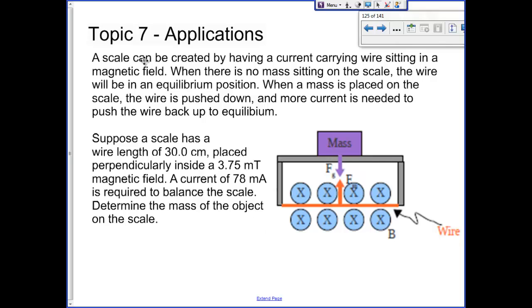Imagine that you have a scale, and the scale is created by having a current carrying wire sit in a magnetic field. Right off the bat, I've got a bit of a picture here. This is a wire right here, and it is sitting in a magnetic field. Which way is that magnetic field going? What do X's mean? Good. X's mean it's going into the page.